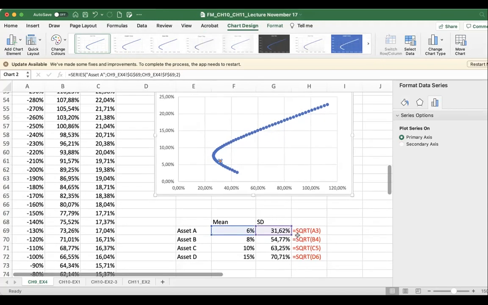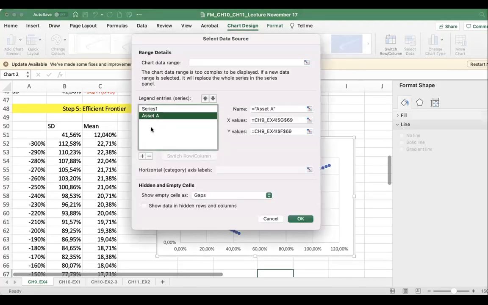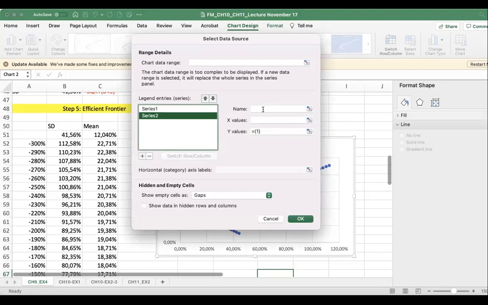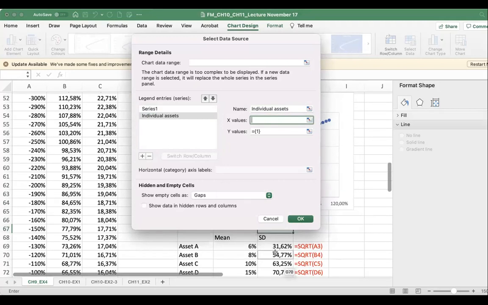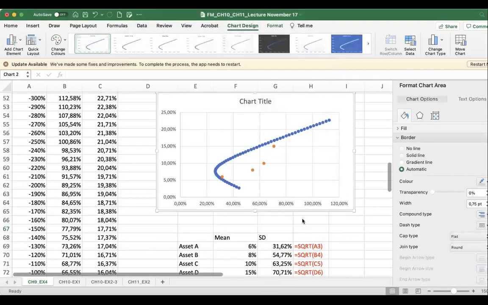And then do the same thing for B, C, and D. Or we can do it in one shot. So we can go here, select data. I will delete the series I have added and replace it with a new one. I call it individual assets. I will select all the X values, which are all the standard deviations for the 4 assets, then all the 4 returns for the 4 assets. And let's click on OK. See, and you will get the 4 assets in one shot on the graph.